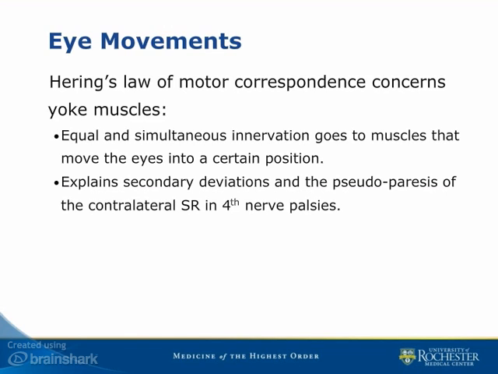Okay, when we're discussing ductions, we had Sherrington's law. When we're discussing binocular movements or versions, Hering's law applies, and it talks about motor correspondence of the yoke muscles. So it says that equal and simultaneous innervation goes to the muscles that move the eyes into a certain position. And this explains secondary deviations, which you can talk more about in lecture hall, as well as the pseudoparesis of the contralateral superior rectus in fourth nerve palsies. And we'll have a schematic about this in a second to talk through.